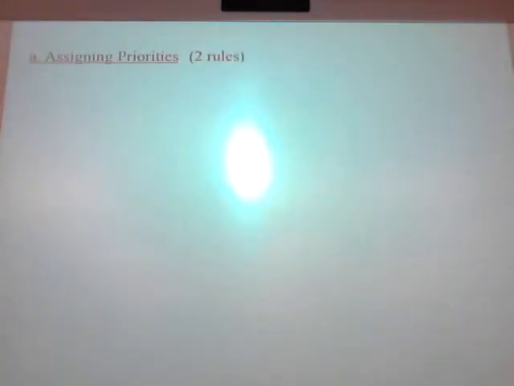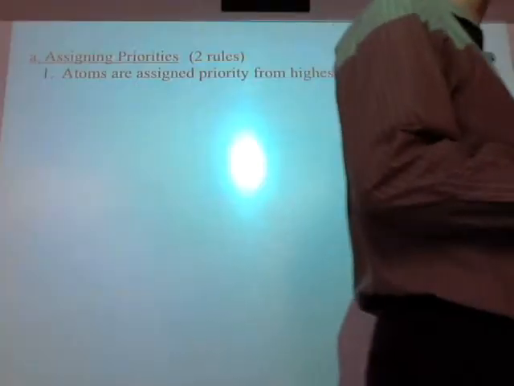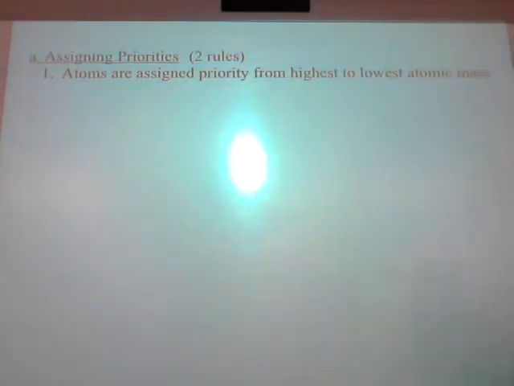Assigning priorities, 2 rules. First of all, obviously we don't just have colors. We have real atoms there. So how will we assign the priorities? We'll basically assign them on how heavy the things bound to them are. The heavier things will get the higher priority. It's that simple. The heavier atoms get the top priority, and you just list them in order.